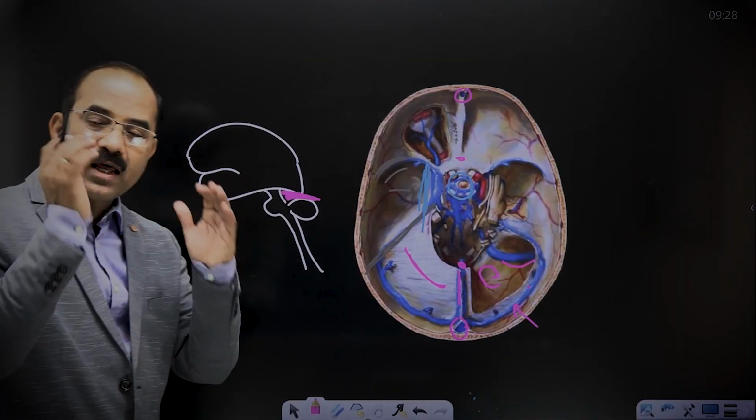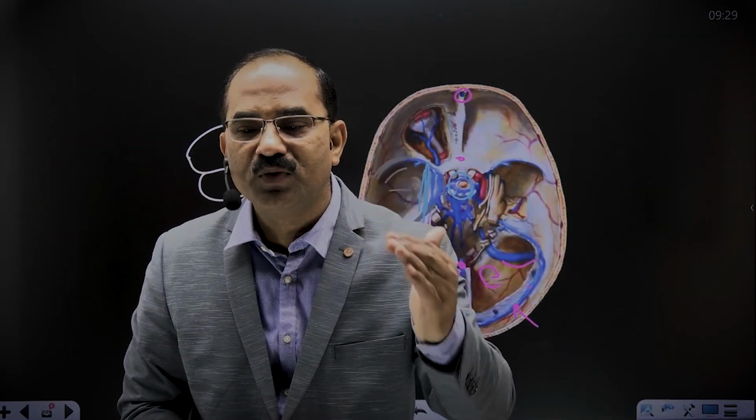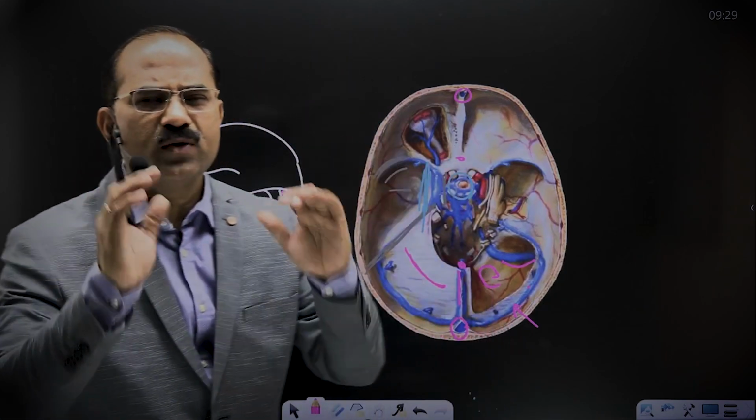The cavernous sinus is like a reservoir of blood, right? It's like a storehouse of the blood. So there are veins which are bringing blood towards the cavernous sinus, and there are veins which will take blood away from the cavernous sinus. Those which are bringing blood towards the cavernous sinus, we would call tributaries of the cavernous sinus. And the ones which are taking blood away from the cavernous sinus, we would call the draining channels, right? So just try to understand what I'm telling you.